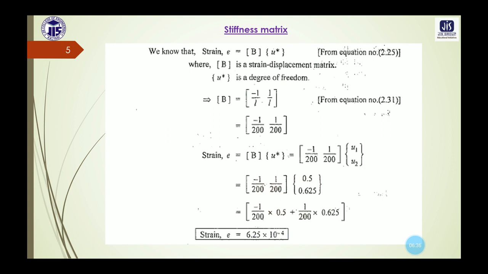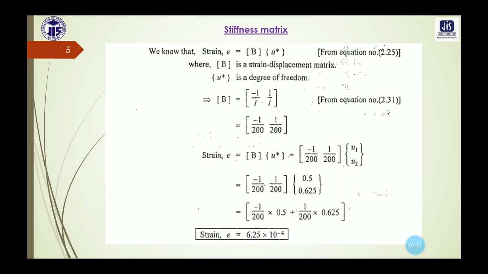Next, we need to calculate the strain. Now the formula for the strain, small e, is equal to the B matrix multiplied by the U star matrix. Now this B matrix is the strain displacement matrix, and U star is the degree of freedom, related to the displacement. So the formula for the B matrix, that is the row matrix, is equal to minus 1 by L, and so we can put the value of L here.